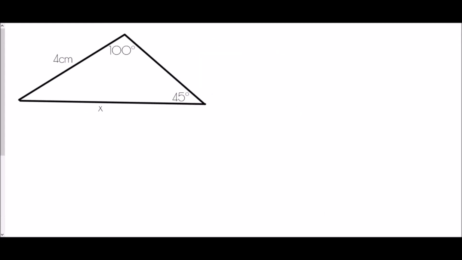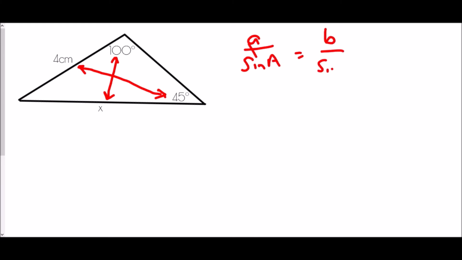If we tried again with the diagram, or with a 4 centimetre side, a 100 degree angle, a 45 degree angle, and a side called X, again we just need to decide, can we match up an angle with a side opposite it? Well there we go, 100 matches with the side we want to know, and 45 matches with the 4 centimetre side that we already know. It makes that cross shape, and therefore the sine rule will work. And so we can use our sine formula, a over sine A equals b over sine B.